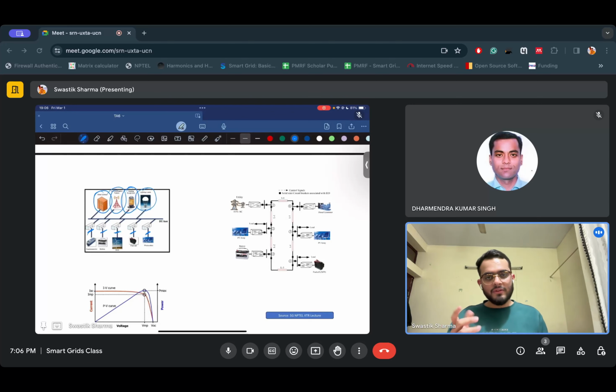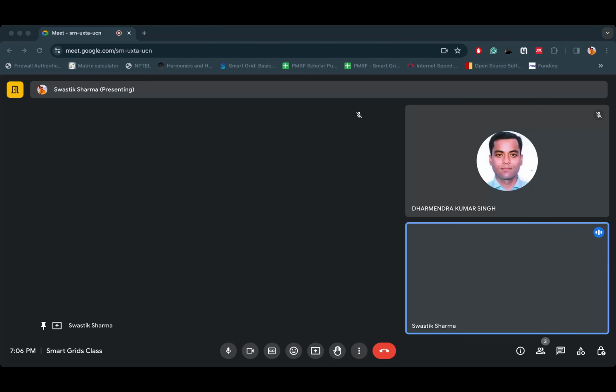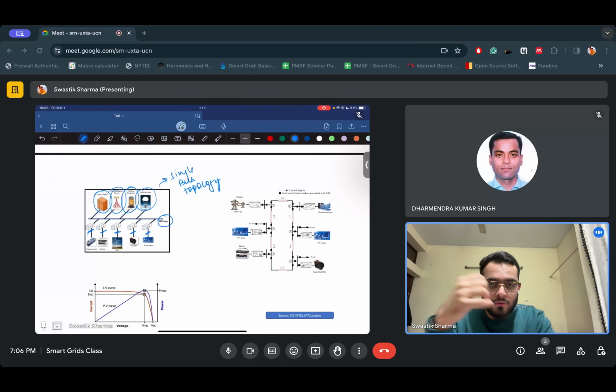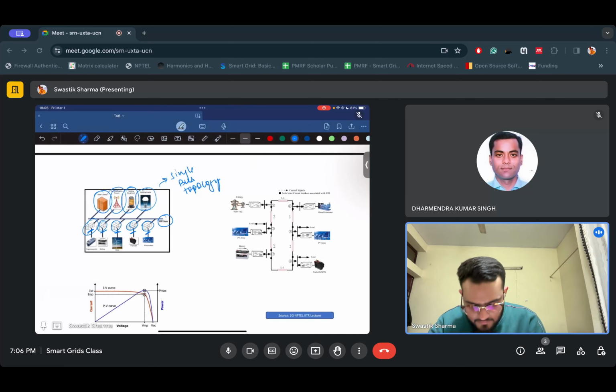So if you integrate using one bus, which is called a DC bus, you can have a DC microgrid enabled. This topology is generally called single bus topology because there is only one DC bus. You can have flexible control using these multiple DC-DC and AC-DC converters, right?